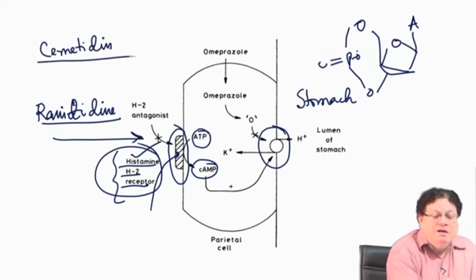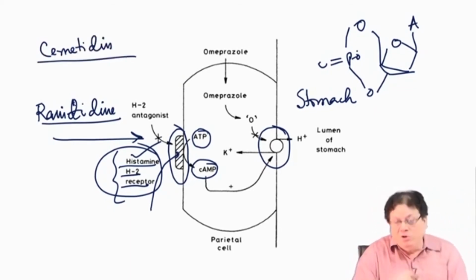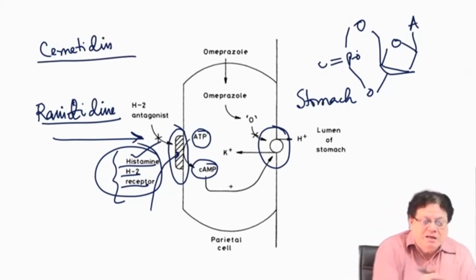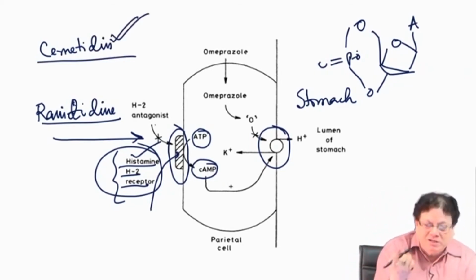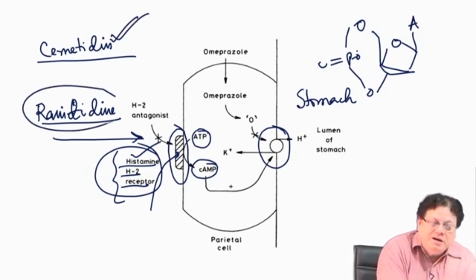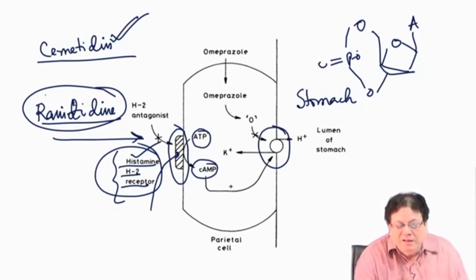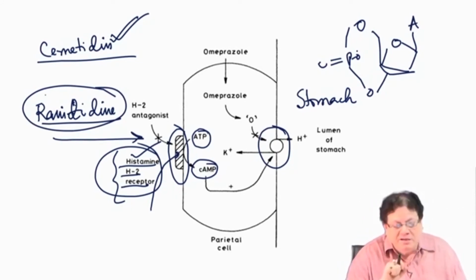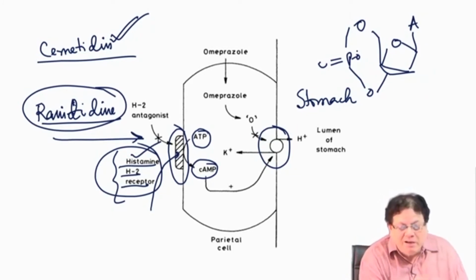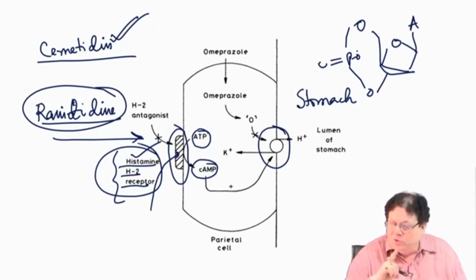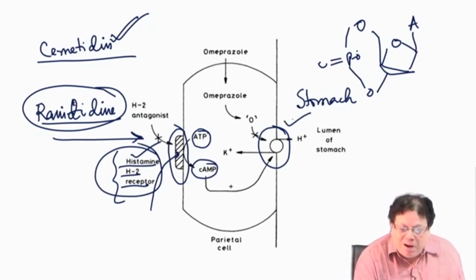Now, you have ranitidine, you have famotidine, the first generation. Ranitidine is still a very successful drug developed for controlling acidity. It works as an antagonist of the histamine H2 receptor. Very simple. Now, let us talk about this one, the pump.